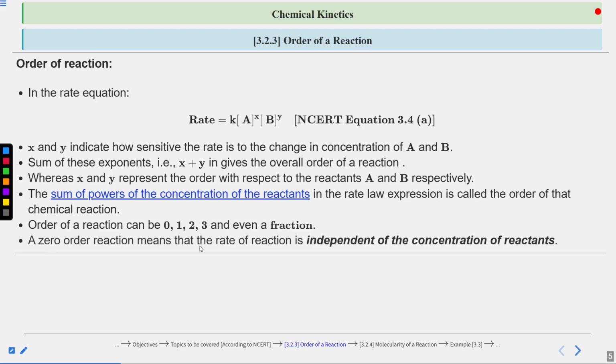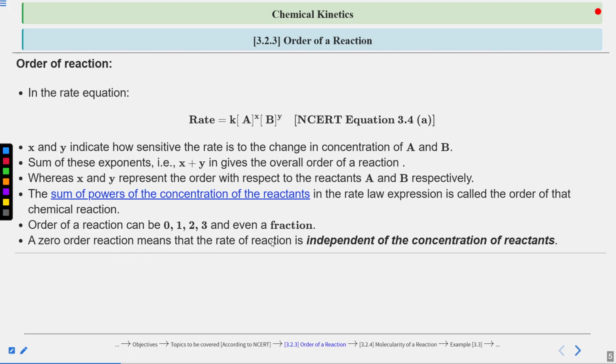A zero order reaction means that the rate of the reaction is independent of the concentration of reactants. As I said, zero order means that the concentrations of the reactants in the chemical reaction have no power, not even one power, right? They have zero power. That means the exponents have a zero sum.